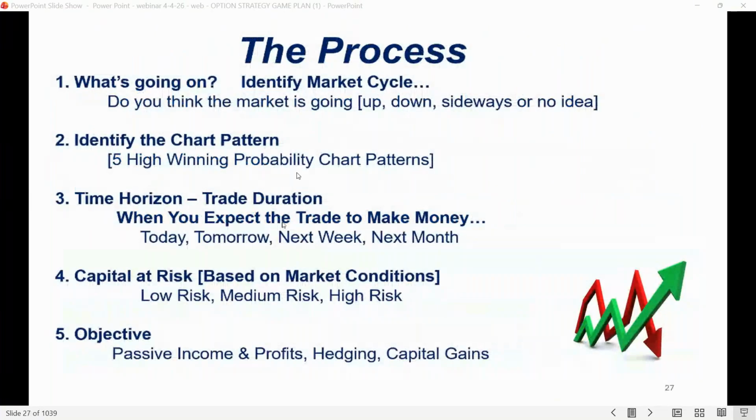So the next part of the process of selecting the right option strategy for the market that you're trading is what I call the process progression that you want to look at. First off is, what is going on with the market? You want to identify the market cycle. So, do you think the market is going up, down, sideways, or no idea?